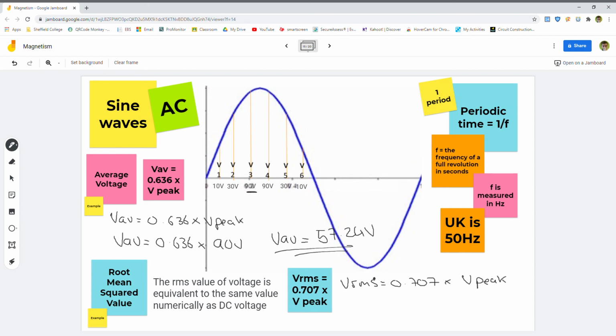There is a calculation where it's all the 6 component parts squared, divided, and square rooted. However, I find it easy just to remember these numbers. So VRMS equals 0.707 times the V peak, which is 90, because we're on the same sine wave. And that is equal to 63.63 volts. So even though it's the same sine wave and the same V peak number, we've actually got more voltage here because of the way that the calculation is done.